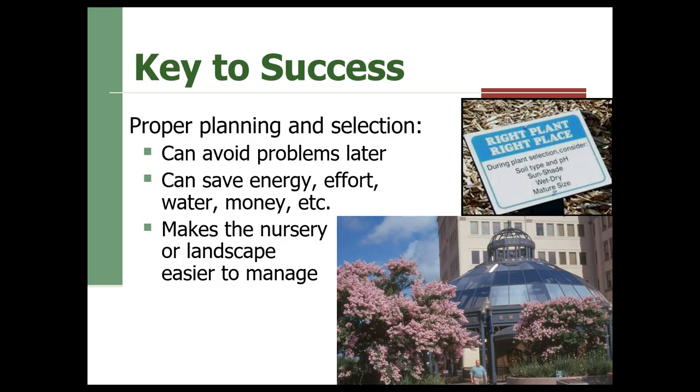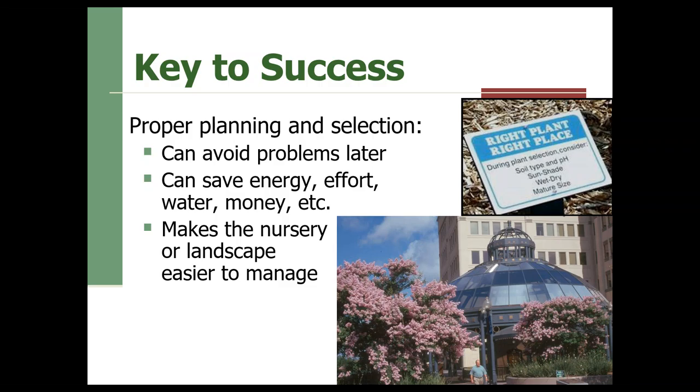And I do want to emphasize that there are some basic IPM principles that we need to keep in mind here, that ensuring a successful planting or crop involves proper planning and selection. If you do this now, you can avoid a lot of problems later, saving energy, effort, water, pesticides, and so on. And ultimately, making the right selections early will make your nursery or landscape easier to manage. And this all goes back to that right plant, right place principle.